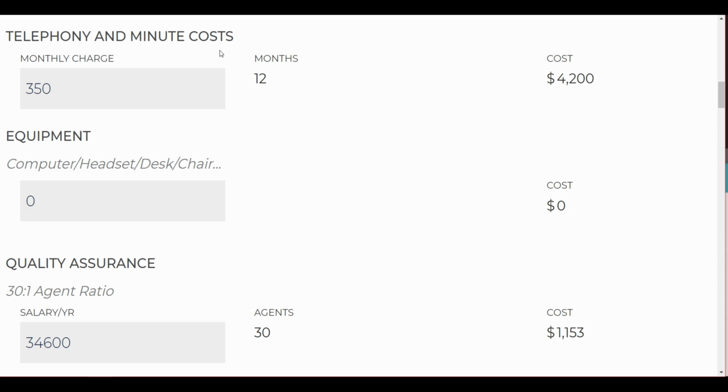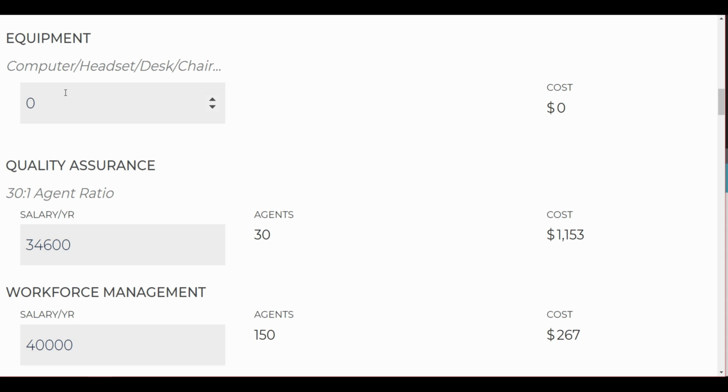Your telephony and per minute costs can vary widely depending on the type of telephony you use and what type of contracts you have. But let's just say for the sake of this that we're at $250 a month per agent. So over that 12-month period, that's a cost of about another $3,000 for that agent.